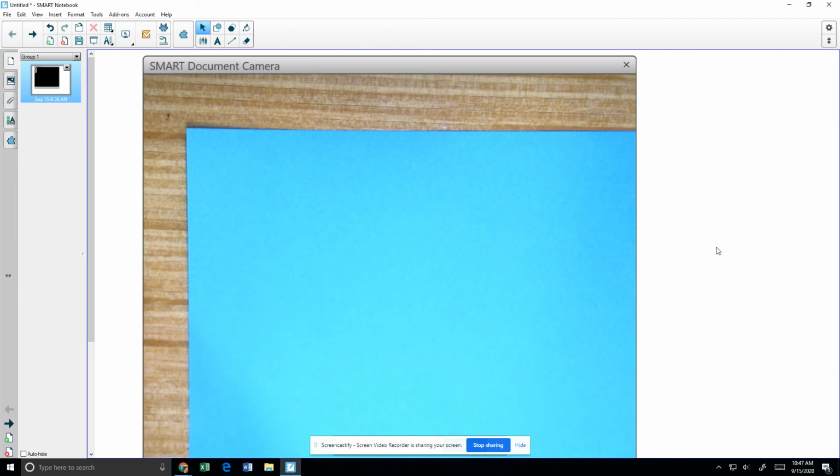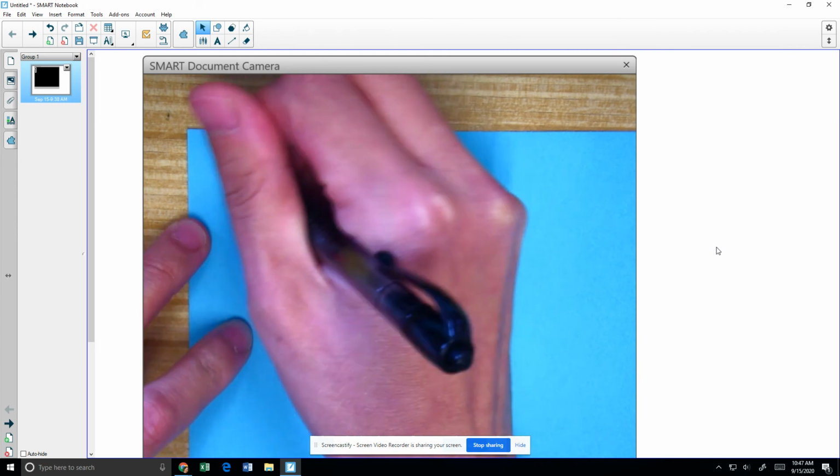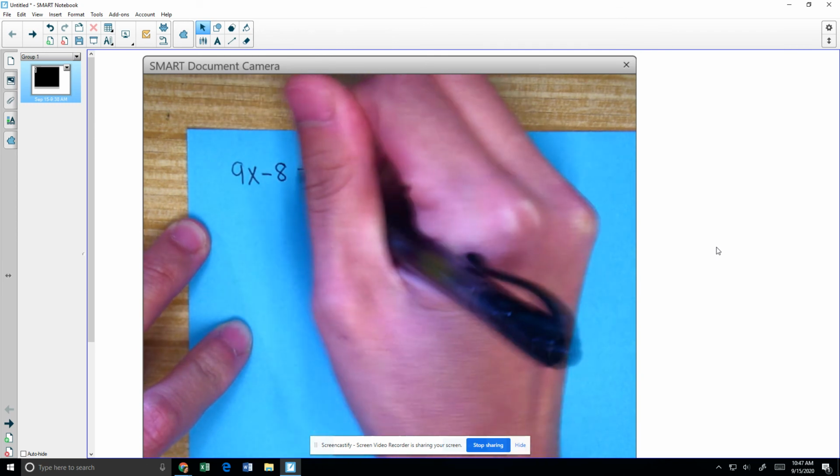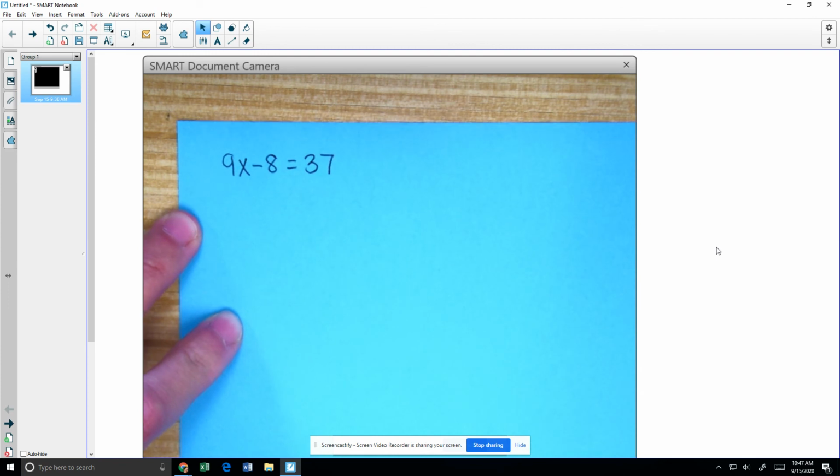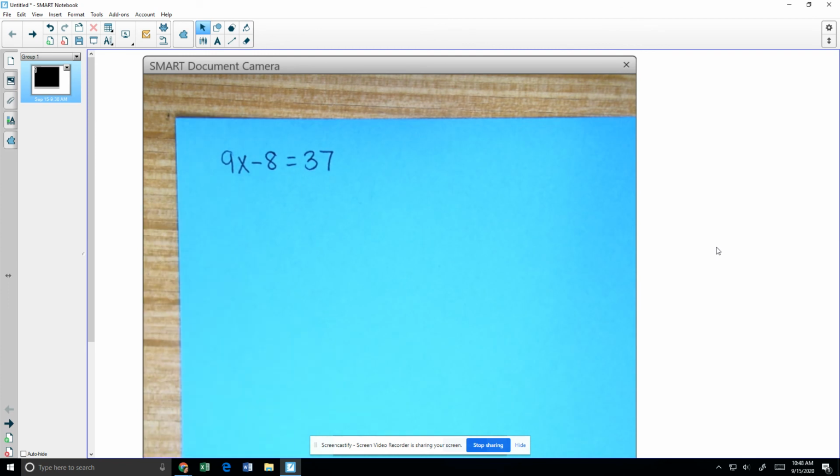Okay, all right. So first question, please write this down. 9x minus 8 equals 37. 9x minus 8 equals 37. I decided to use blue paper today because it is so cloudy and dreary outside. I feel like we need a pop of happiness.